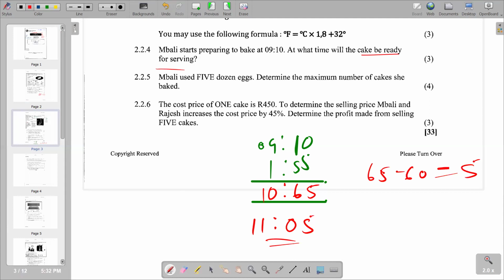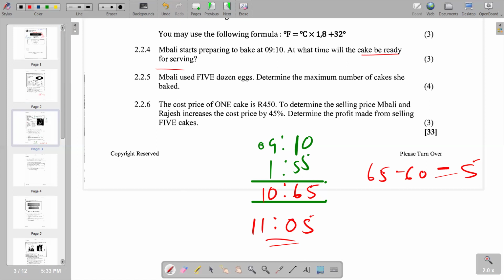And then we go to 2.2.5, which says Mbali used 5 dozens of cakes she baked. So we need to know 1 dozen needs how many so that you can be able to calculate for 5 cases. So we try to refer back and try to see. But we know that every dozen, 1 dozen consists of 12 eggs.